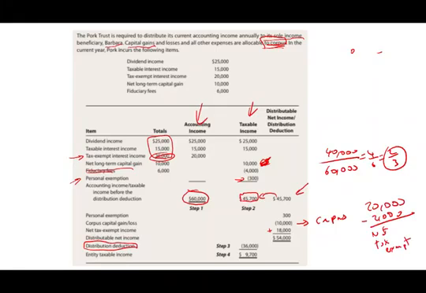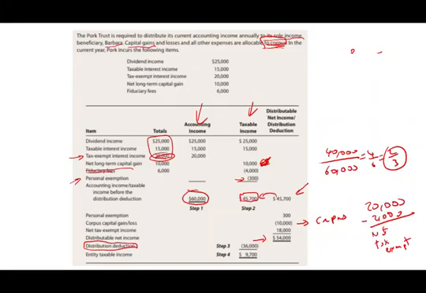Now we find DNI, which is $54,000. DNI is $54,000. Now we have to determine what our deduction is. Okay, that's fine. DNI is 54,000. What is our deduction? That's the question. How much can we deduct?